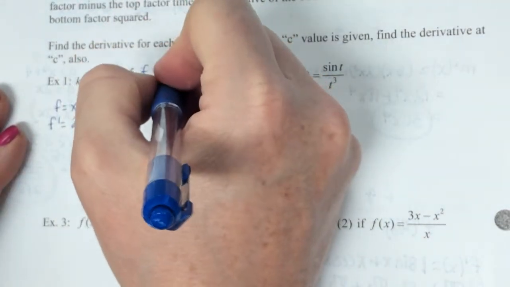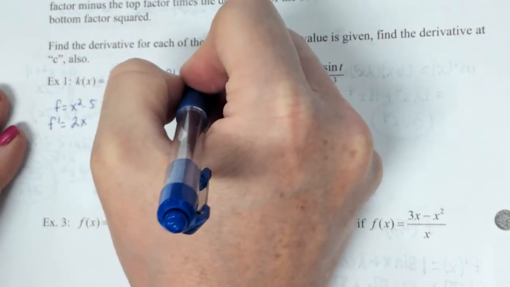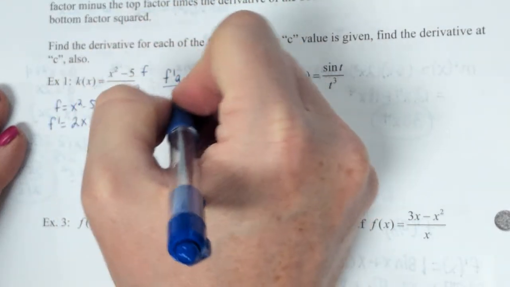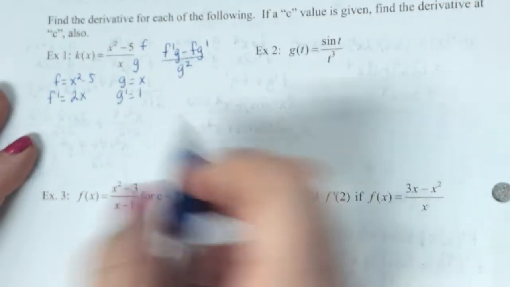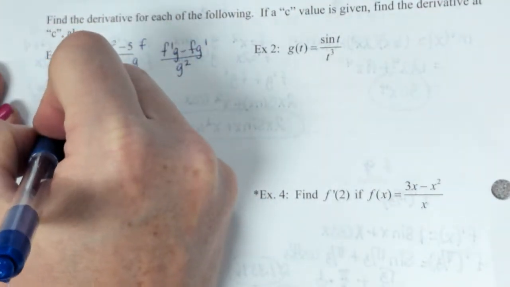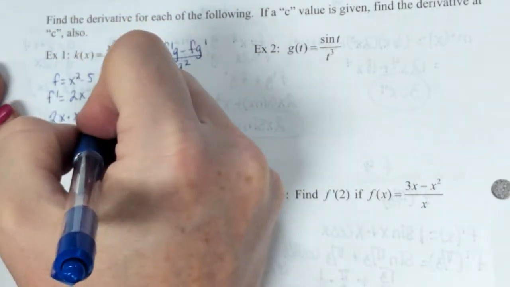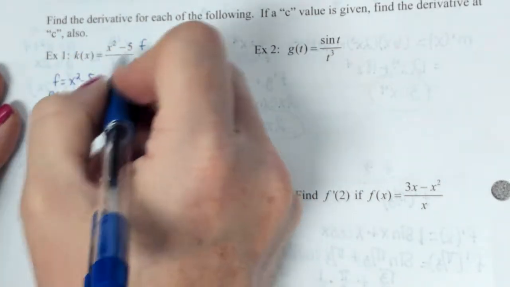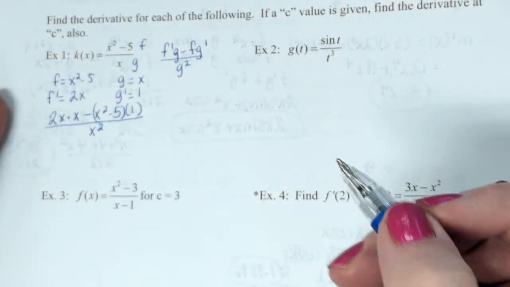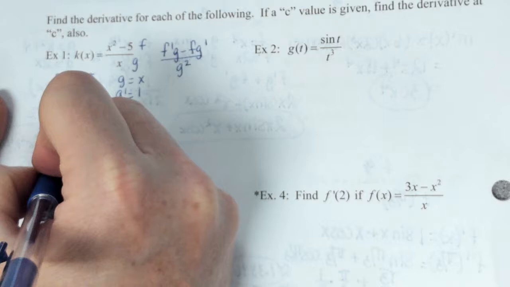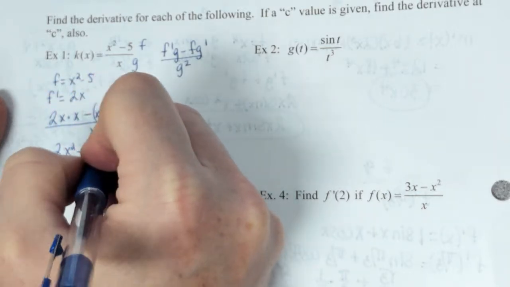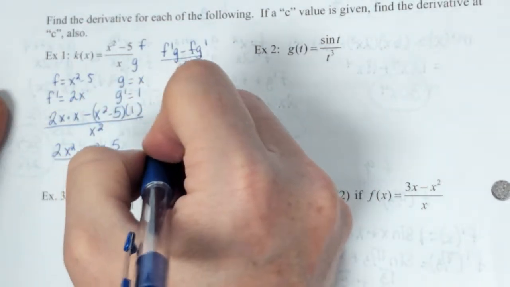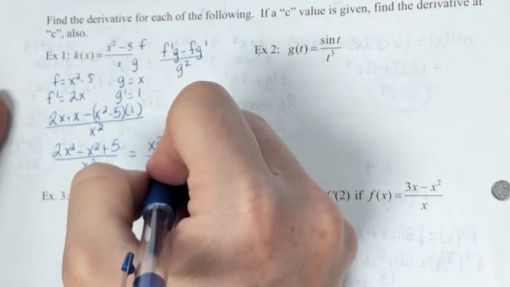You may want to write out the formula now off to the side. F prime g minus f g prime. Very much like the product rule, it's just the plus is a minus. Don't forget to divide by g squared. All right, so now applying this, I'm going to have f prime g minus f g prime all over g squared. So now I just have to simplify this. I'm going to have 2x squared minus x squared plus 5 all over x squared. And so that's going to give me x squared plus 5 all over x squared.